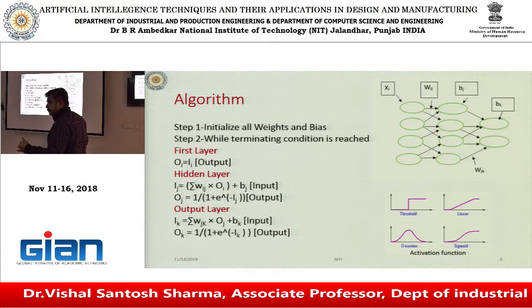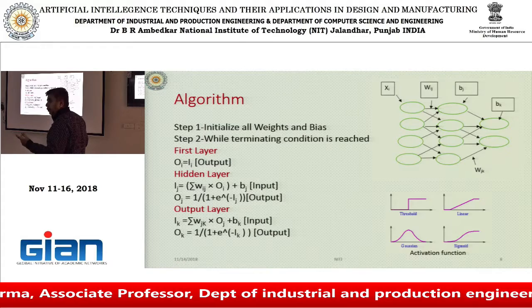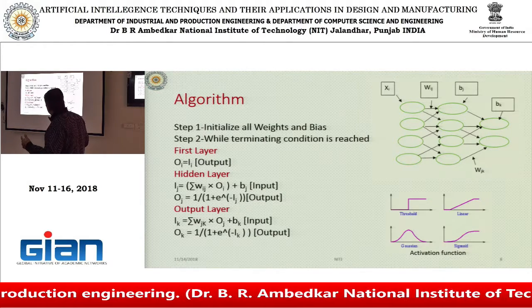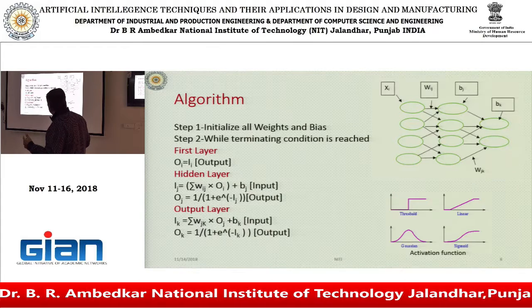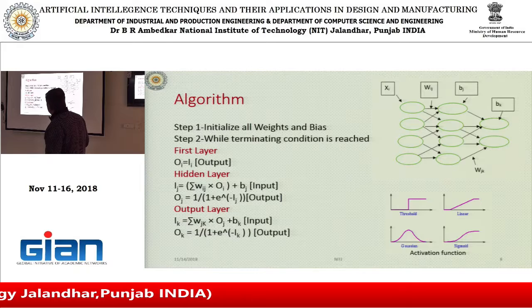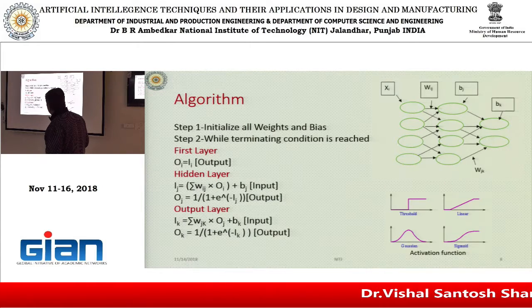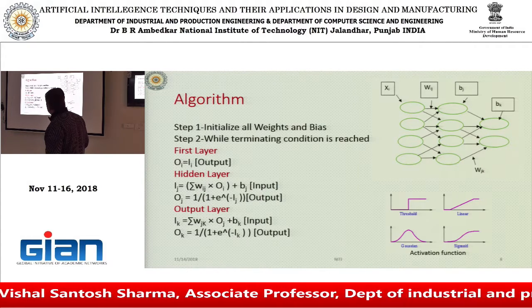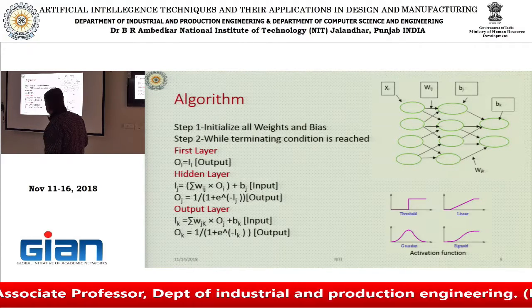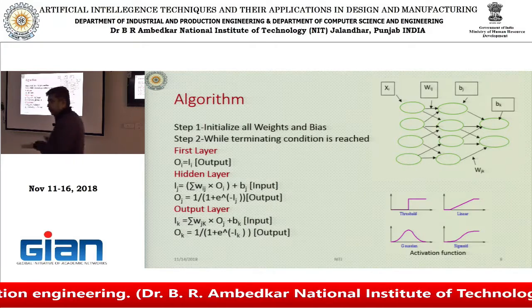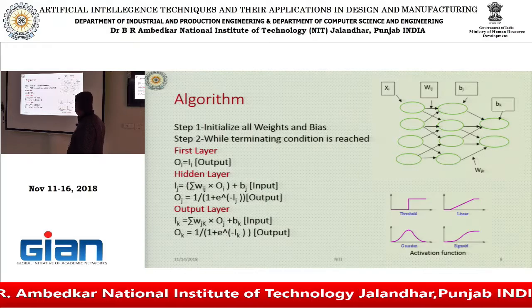There are two things: one is input, and second is the output. Input is the input from the previous layer multiplied by the weight plus the bias, and the output of this is governed by this activation function. Oj is 1 upon 1 plus e raised to power minus Ij. So Ij we have obtained here. So this is the output from this neuron.